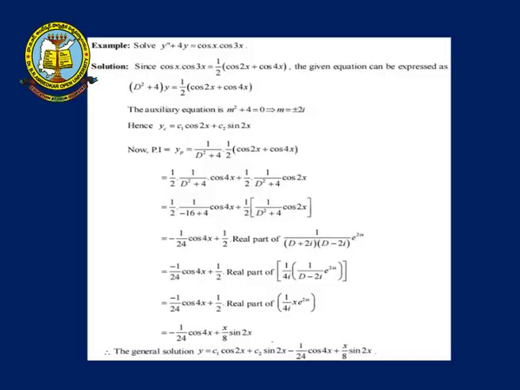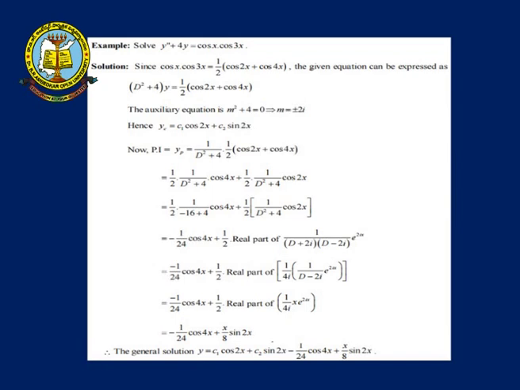This is type 3 case 2. Next, I am going for an example. Here cos x into cos 3x. Here 2 cos a cos b, what can we write? Cos of a plus b plus cos of a minus b, then divided by 2. So I use the same formula, so that I get d square plus 4 into y equal to 1 by 2 times of cos 2x plus cos 4x.